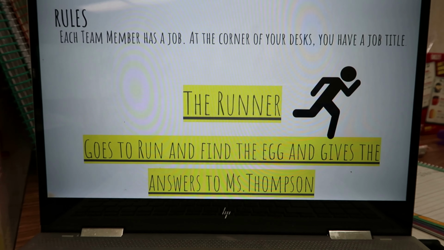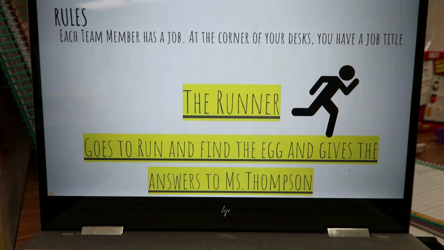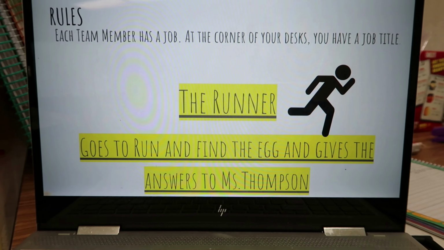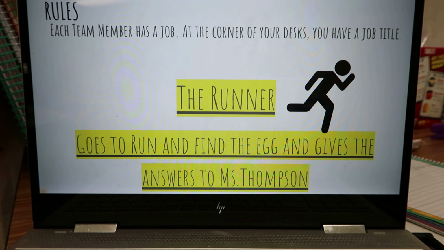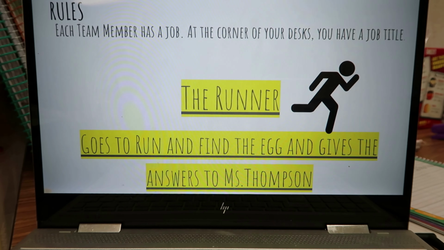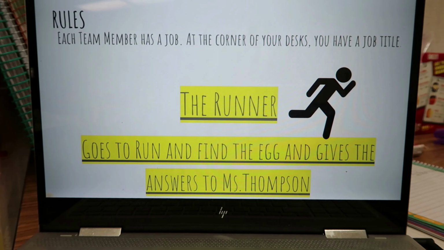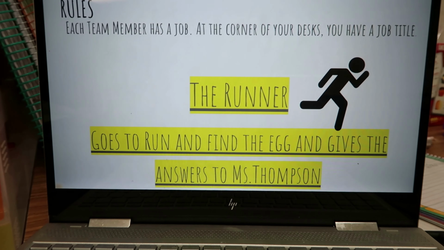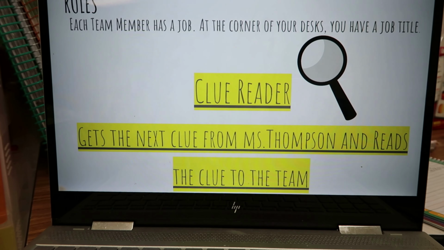So I put up here that each team member has a job. At the corner of your desks, you will have a job title. I haven't put those on yet. I'm going to show you them, but I'm going over the runner. So the runner goes to run and find the egg and gives the answers to Miss Thompson. The runner's going to be going out on the playground and finding the egg and bringing it back to the table group.